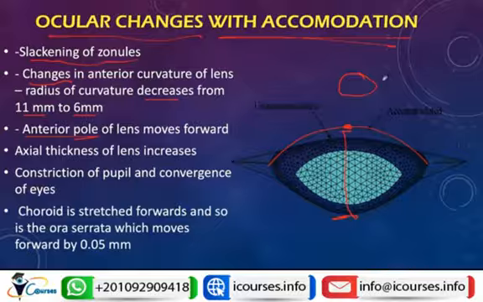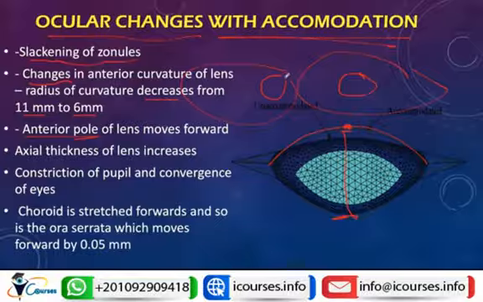so the near reflex will consist of miosis of the pupil, convergence of both eyes, and accommodation. So when looking to a near target, this will be the triad that will occur.